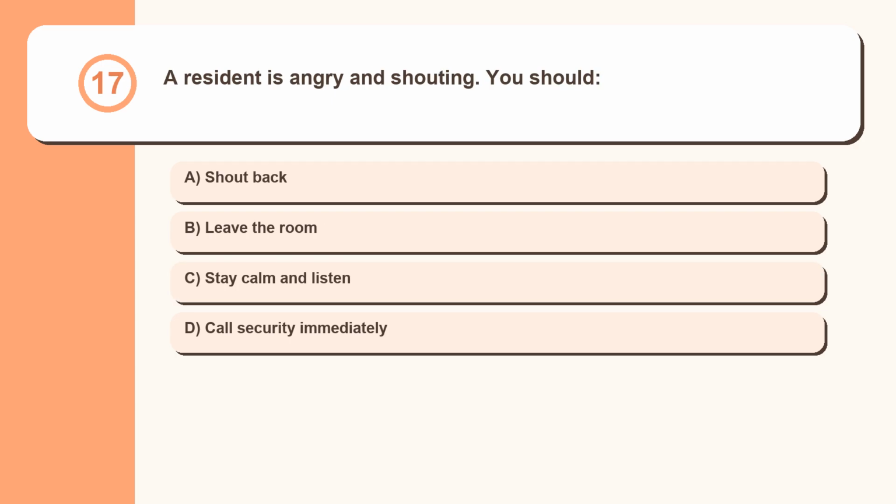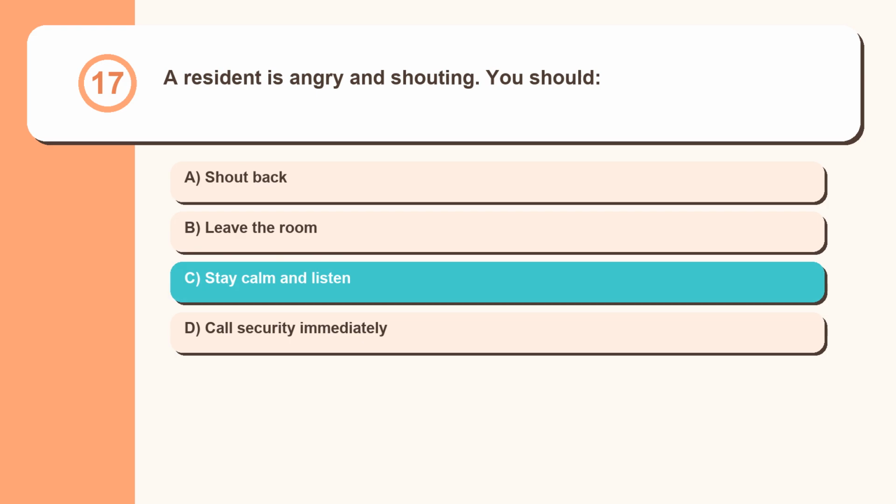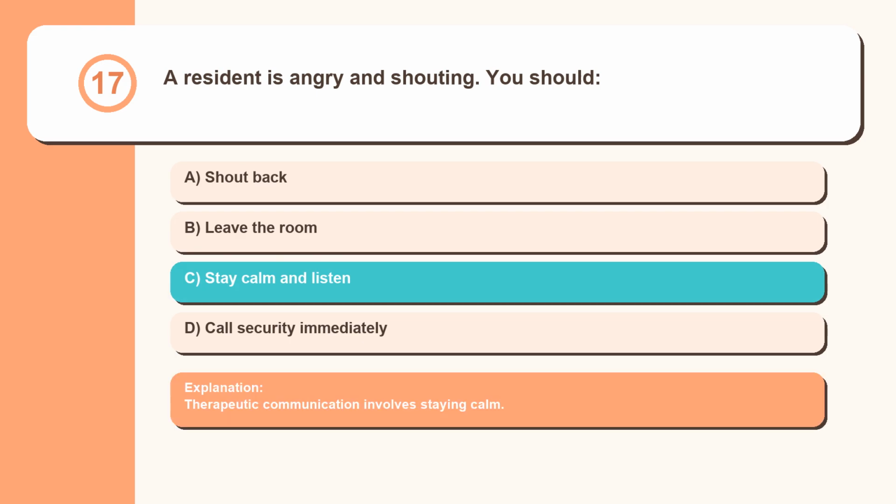Question 17. A resident is angry and shouting. You should shout back. Leave the room. Stay calm and listen. Call security immediately. Answer: therapeutic communication involves staying calm.